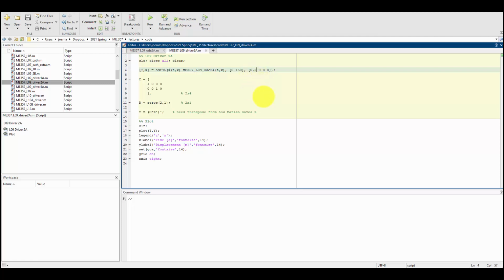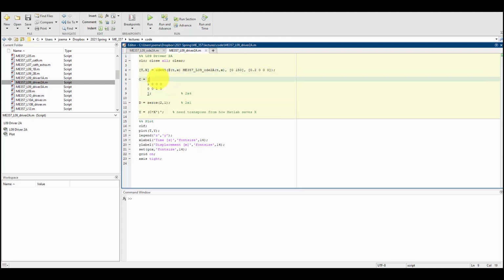Just for this example, I'm going to assign x1 to have an initial condition of 0.2 in base units, I guess meters in this one, and I'll leave the rest zeros. But again, even if they're 0, I need to define the values at my start time, in this case 0. I have to define all 4 of them.